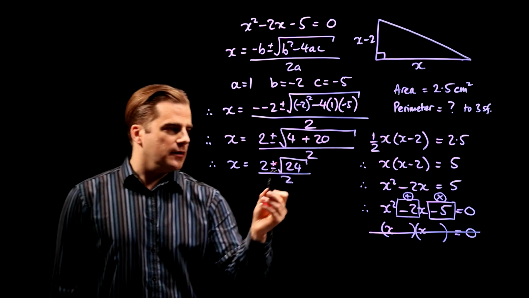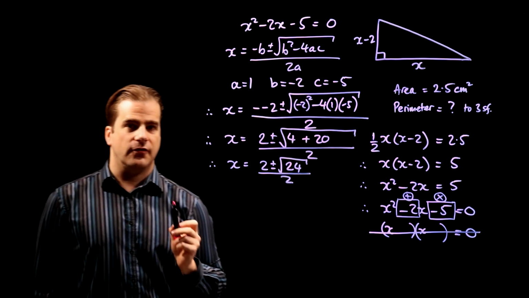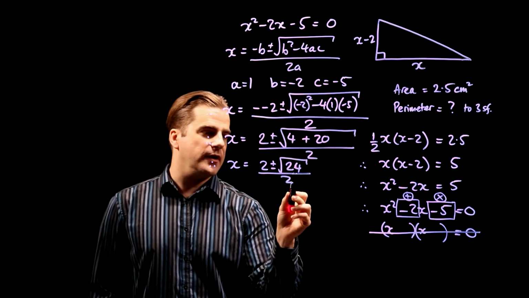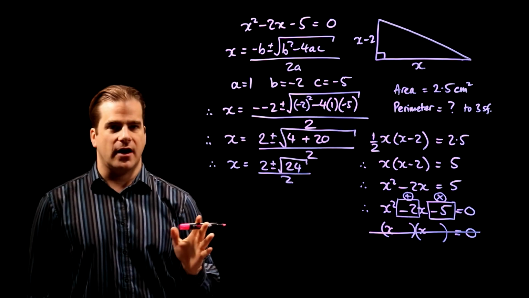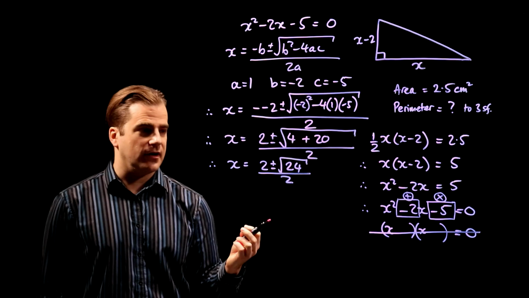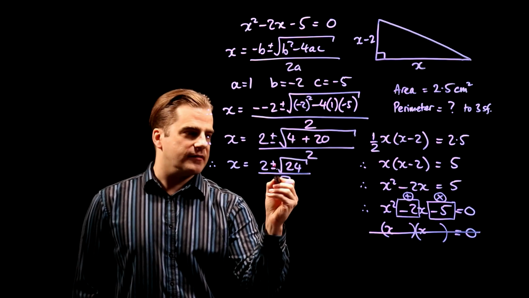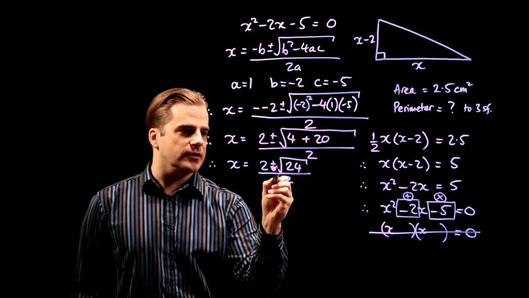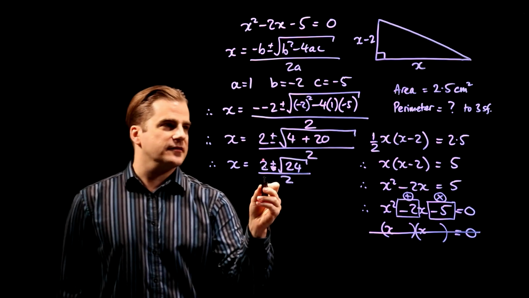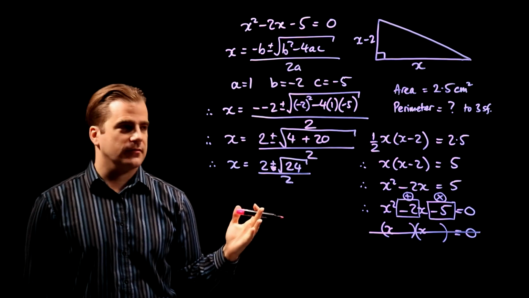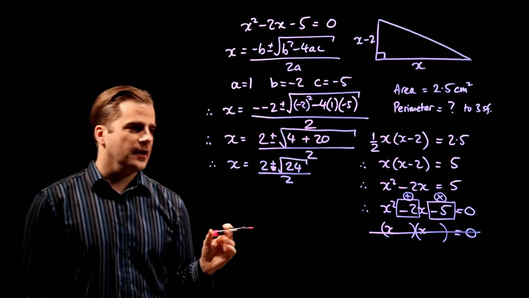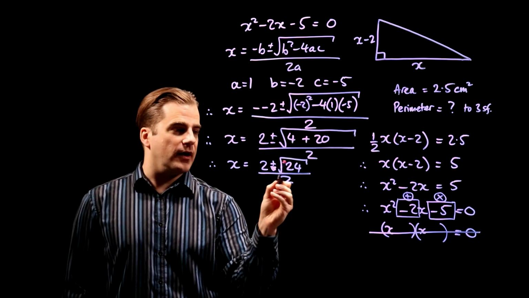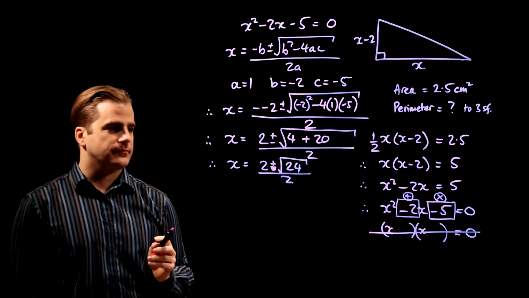Okay, the square root of 24 is going to be slightly less than 5 because 5 times 5 is 25. So we can discount the negative solution because x has to be a positive value. Okay, so x is 2 plus root 24 over 2.